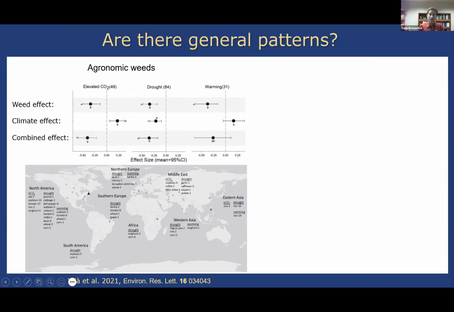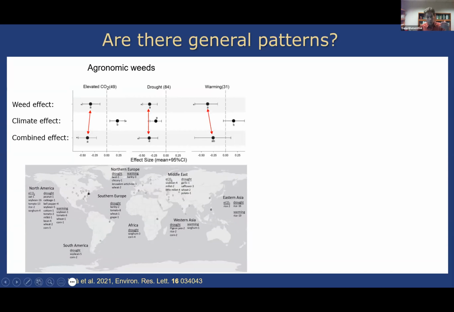The effect of the climate on the crop, irrespective of weeds, and then the combined effect of the crop and the climate change. And the main result I want to point out to you is that the effect of the weed by itself is very similar to the combined effect of the weed and the climate change. That is, by and large, good news. It suggests that in some cases weed effects are getting worse, but in some cases they're getting better, and there's not an average trend towards the worse.